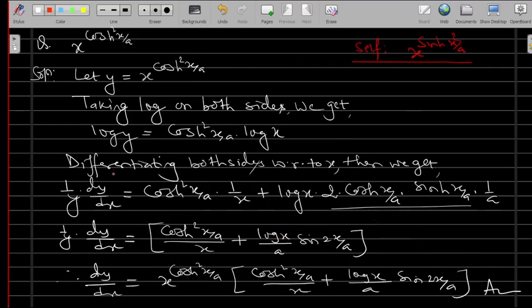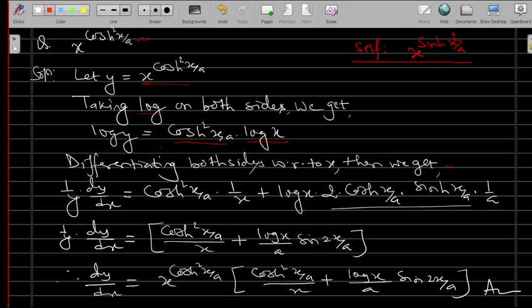Okay, now the next question is: find the derivative of x to the power hyperbolic cos square x by a. Firstly, we suppose y equals this, and since a power is given, taking log, log y equals hyperbolic cos square x by a times log x, and differentiating both sides with respect to x.